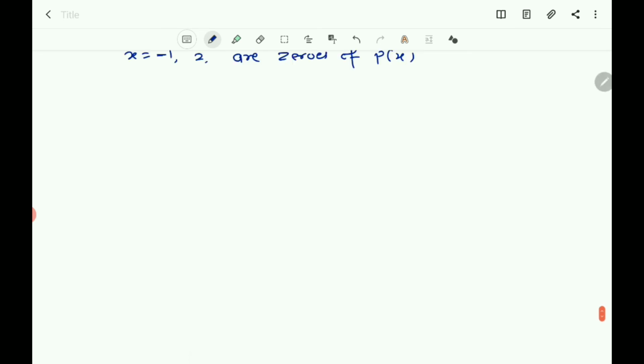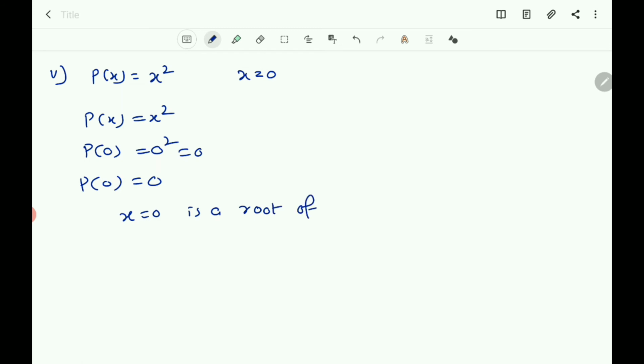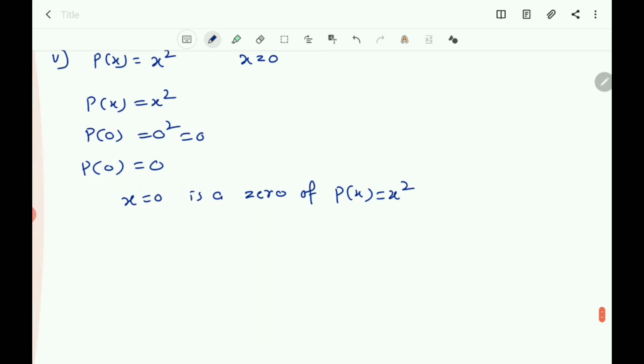Next one you take, that is the fifth one. P of x equals x square at x equals 0. So here, P of x equals x square. Then P of 0 is equal to 0 square, that is 0. So you got P of 0 is equal to 0. Then x equals 0 is a root, a 0 of P of x equals x square.